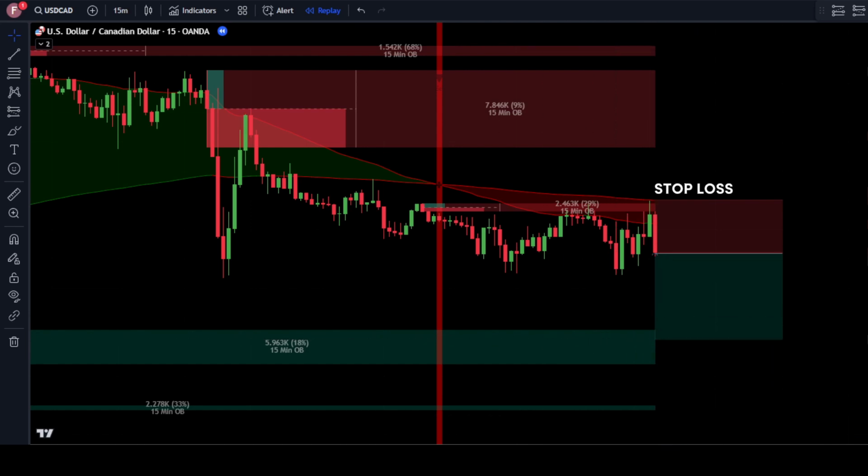Place the stop loss above the bearish volumetric order block area. Use a target take profit based on a risk and reward ratio of 1 to 1.5.